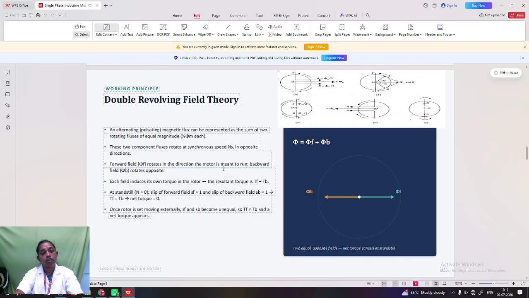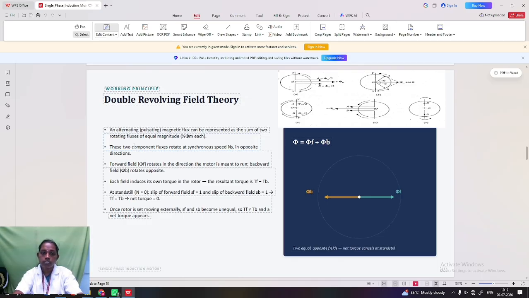Working principle. Normally, the working principle is based on two theories: double revolving field theory and cross field theory. Here we discuss only the double revolving field theory. An alternating or pulsating magnetic flux is generated when we give supply to the single phase AC winding, which can be represented as the sum of two rotating fluxes of equal magnitude, 1/2 φm each. These two component fluxes rotate at synchronous speed Ns in opposite directions.